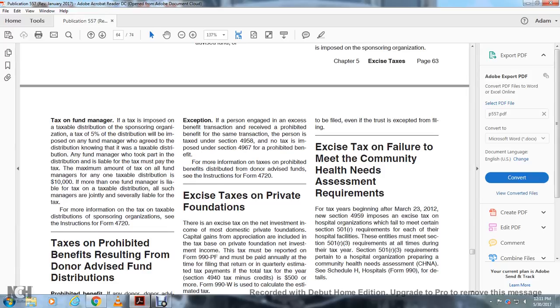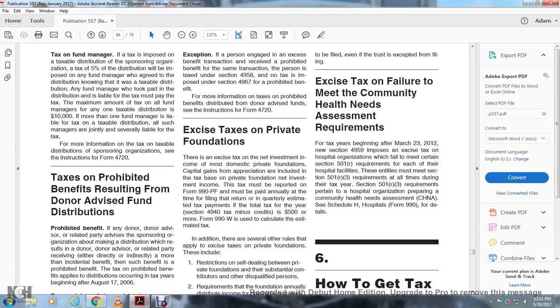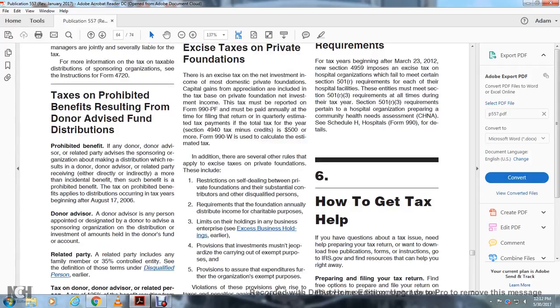Excise tax for failure to meet community health needs assessment requirements. For tax years beginning after March 23, 2012, the new section 4959 imposes an excise tax if a hospital organization fails to meet certain section 501(r) requirements. Each hospital facility must meet the section 501(r) requirements at all times during the tax year. The section 501(r)(3) requirements pertain to the hospital organization preparing a community health needs assessment. See Schedule H, Form 990 for details. Chapter 6: How to get tax help.